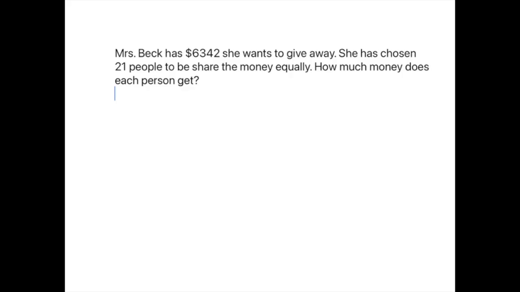So we're going to start off by setting up our problem. So we know our total is 6,342, and we're dividing that among 21 people, and we're trying to figure out how much money each person gets. So we have that much money and 21 people.